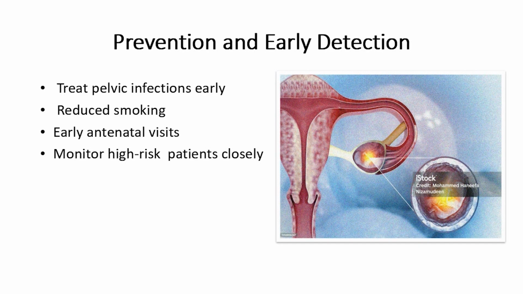Ectopic pregnancy is a potentially life-threatening condition that requires early recognition and proper management. A sound understanding of risk factors, clinical features, and management options is essential for nursing professionals. Through early detection, patient education, and multidisciplinary collaboration, nurses can significantly improve maternal outcomes.